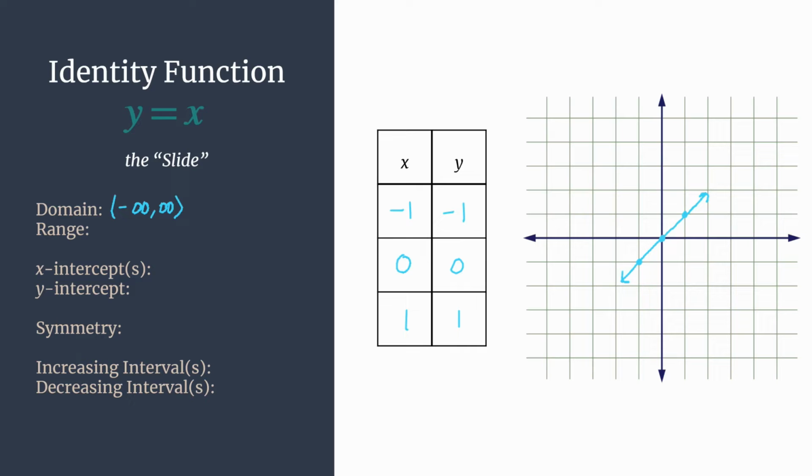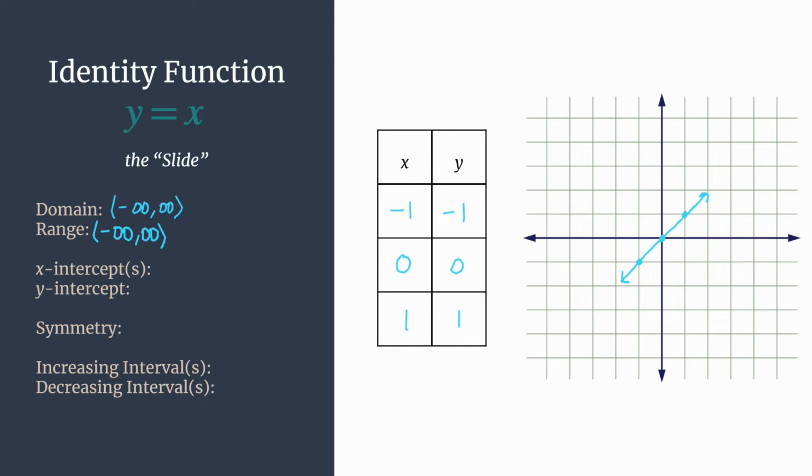The range is very similar, but this time we're stating a list of all the possible y values for this function. I like to say look from bottom to top, and that will help you make sure you're listing the y values. We're going to trace the same thing again from bottom to top, but remember we're really looking at the y values. Still from negative infinity to infinity here. Let's go ahead and mark that. Negative infinity to infinity.